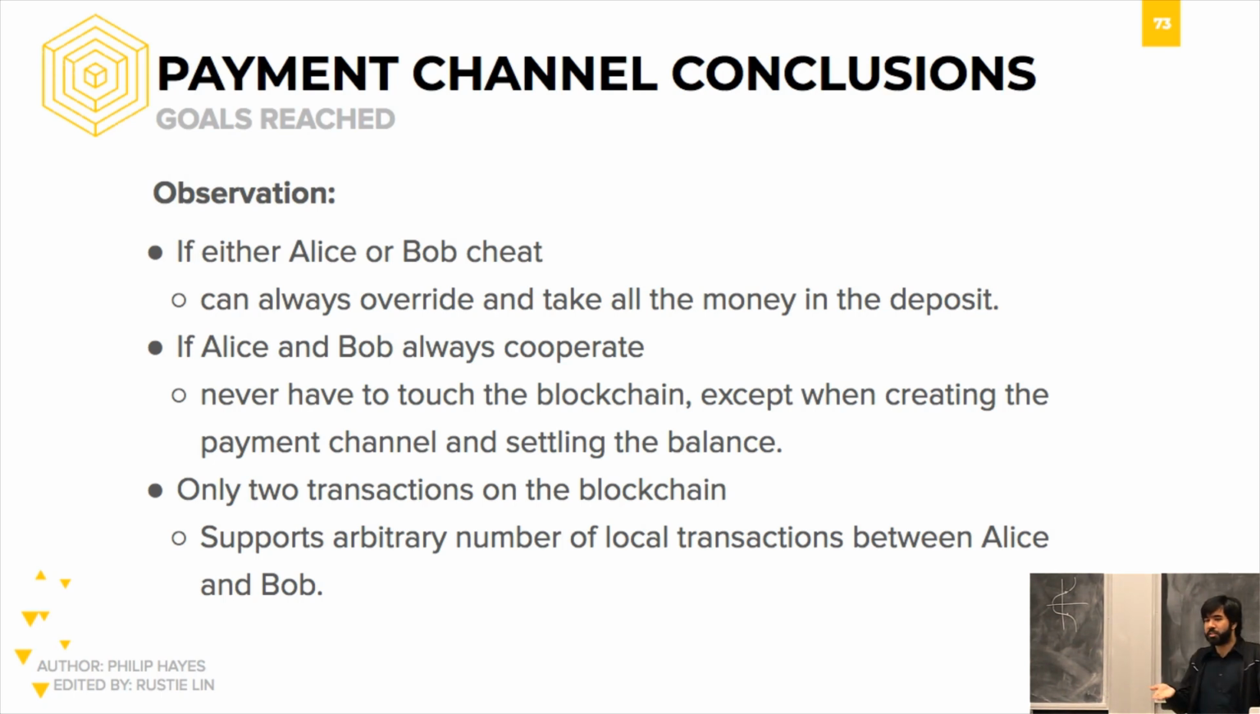Yeah. So if Alice's machine was to die, she would lose all her information if it weren't backed up. That's a good point too. Yeah. And then only two transactions are on the blockchain, the funding or opening transaction and then the closing one that ends up resolving the payment channel.